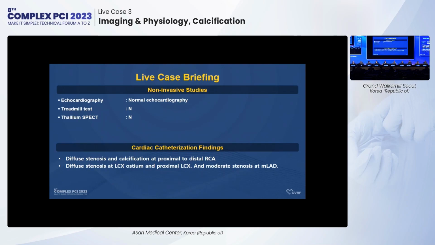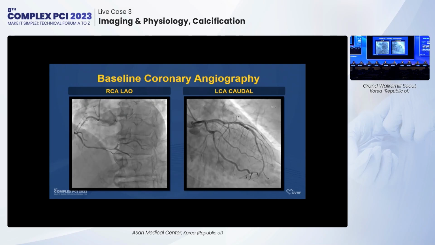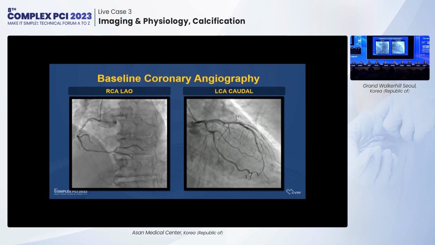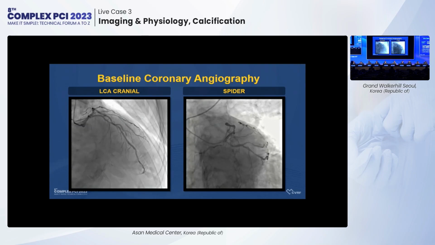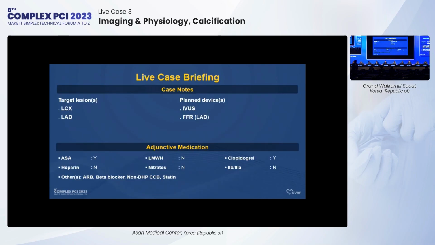His cardiac catheterization showed diffuse stenosis and calcification at the proximal to distal RCA, and diffuse stenosis at the LCX ostium and proximal LCX, as well as moderate stenosis at the mid-LAD. His RCA has diffuse disease involving the proximal and distal RCA, and his LCX shows a proximal calcified lesion that is well angulated. For his LAD, we did an FFR just now, and it was 0.77. Our target lesions are the circumflex and the LAD, and we're planning to use IVUS guidance.